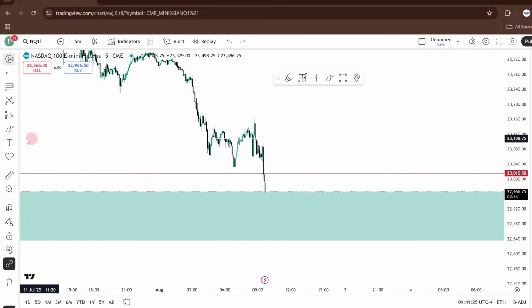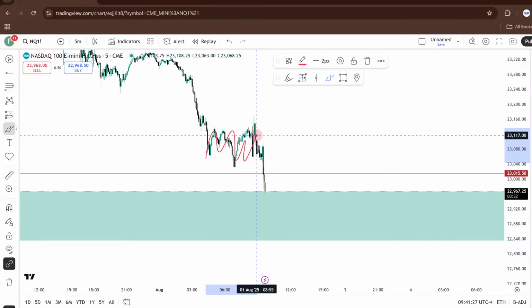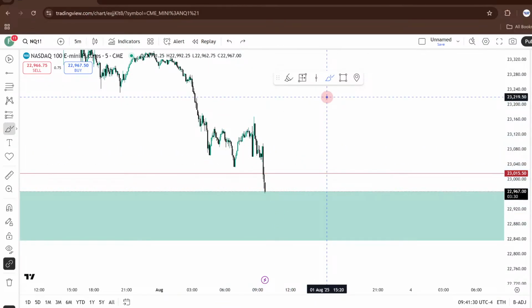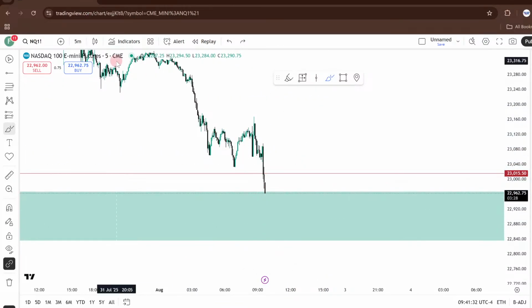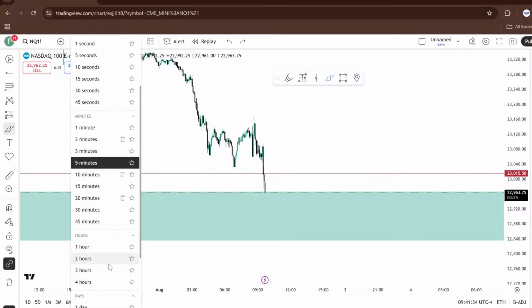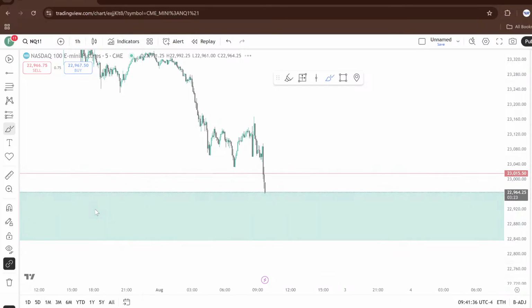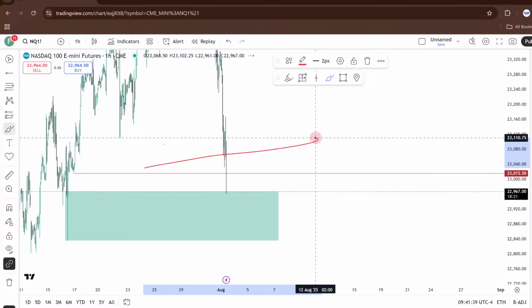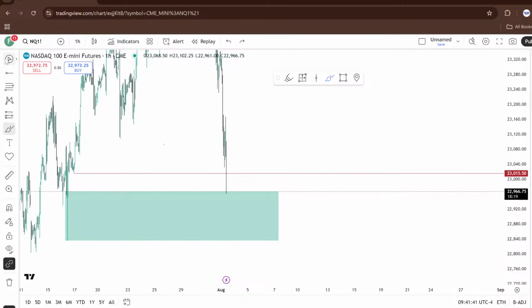So I want to see if we can have a power 3 like this: accumulation, manipulation, distribution. This green box, that is a 1 hour wick, essentially. So I'm treating this wick as a fair value gap. Let me just show you guys that.